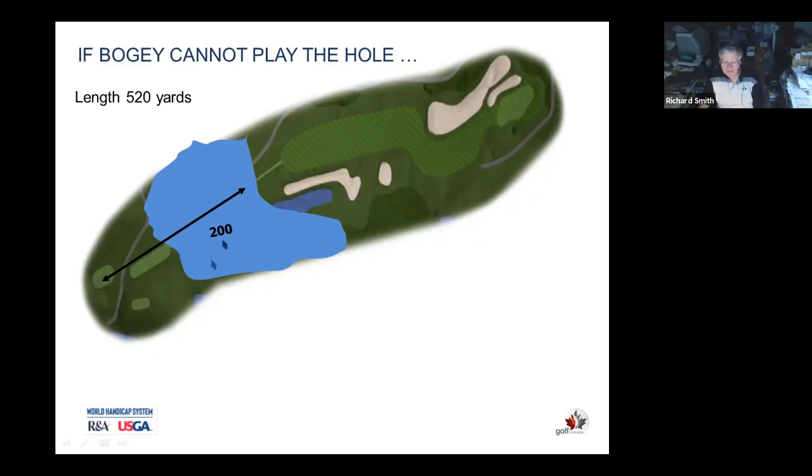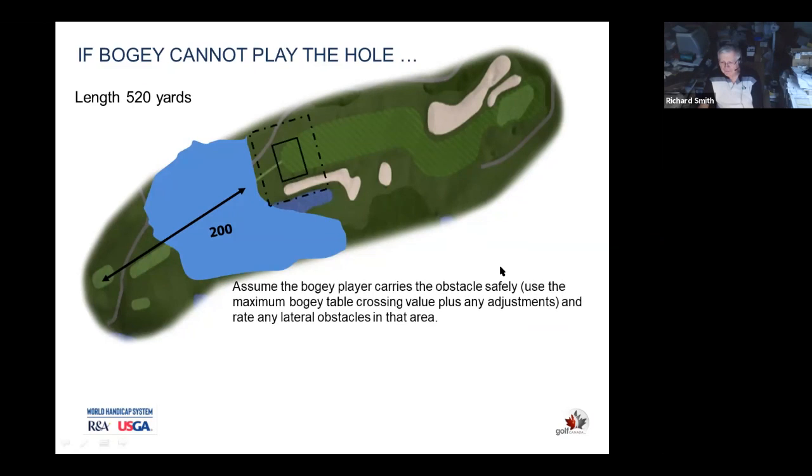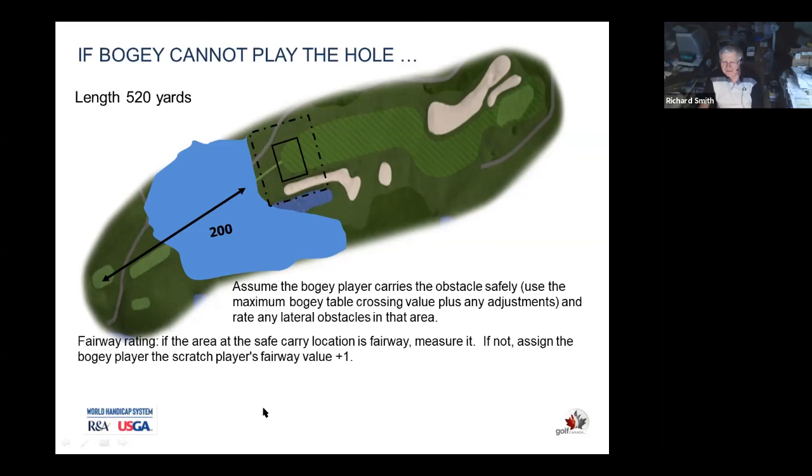Okay, here the bogeyman's 200-yard tee shot plunges into the pond on this 520-yard hole. What do we do? Well, to get a rating, we assume he gets across, even though he can't. We use the maximum crossing value plus adjustments, and we rate any lateral obstacles up here where we assume he gets to.